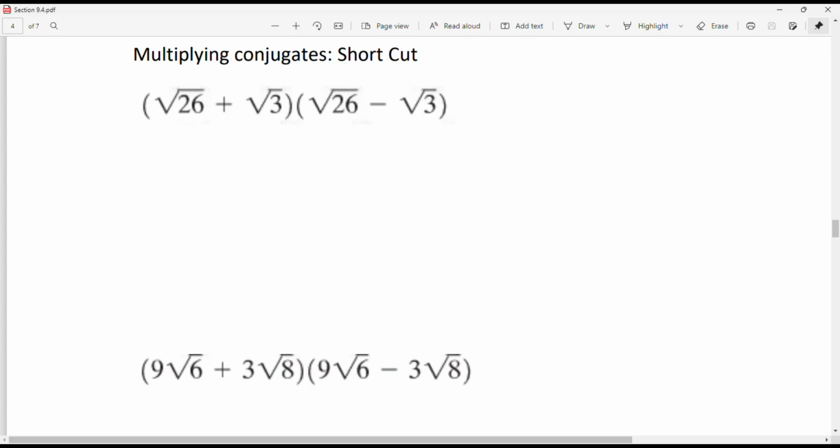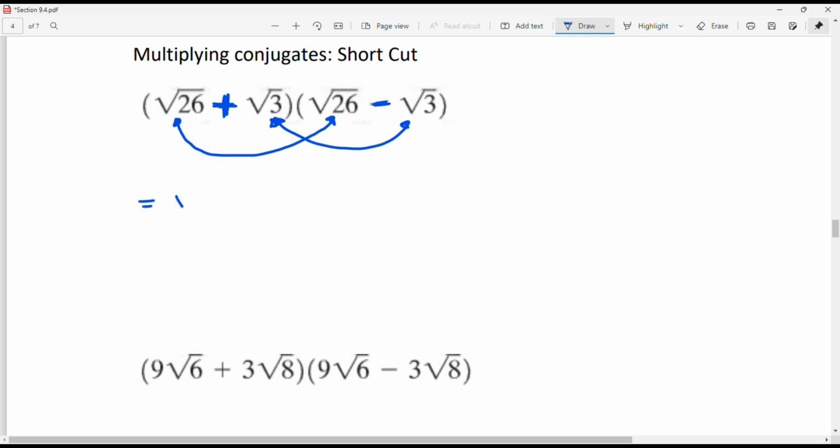Notice, in this problem we have the square root of 26 plus the square root of 3 times the square root of 26 minus the square root of 3. These are conjugates. They look exactly the same, but the only difference is we have a plus sign here and a minus sign here. So they are conjugates, which means we can use the shortcut. The shortcut is multiply the first with the first and the last with the last. This only works if they're conjugates.